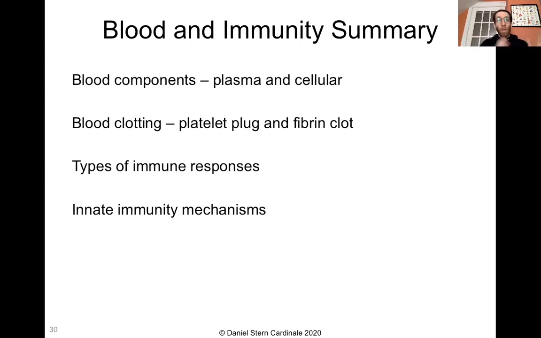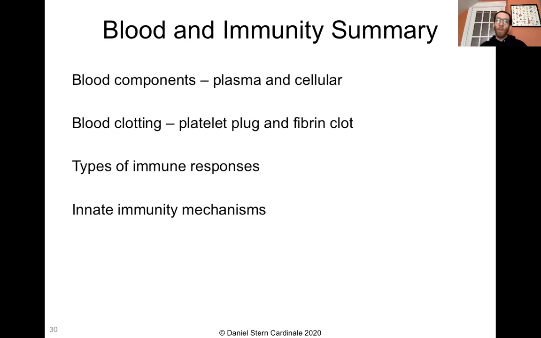So that's it for blood and immunity, the first part of our discussion on the immune system. We started today by talking about blood components. We looked at the components of plasma and then the cellular components of blood. We looked specifically at blood clotting, so the two types of clots, the platelet plug and the fibrin clot, and how each of them forms.